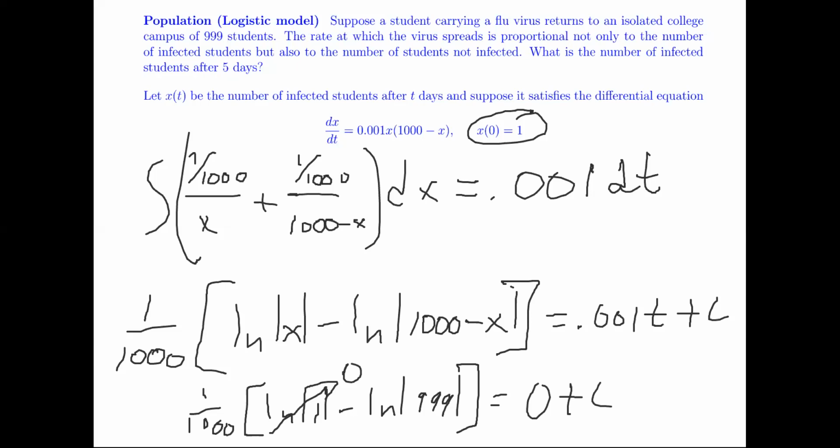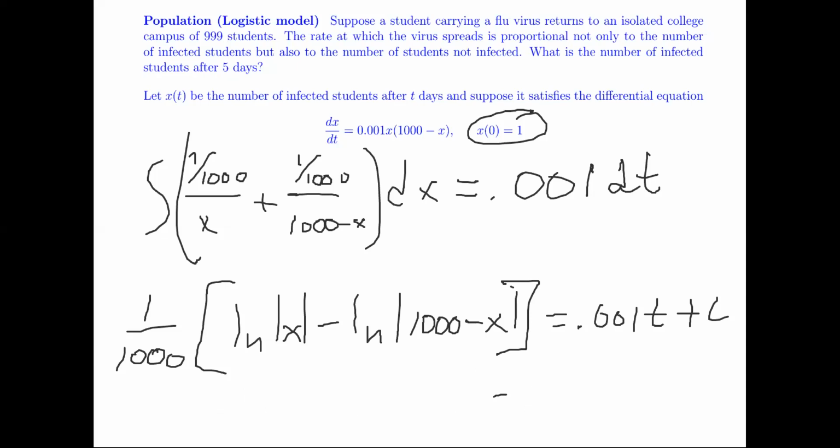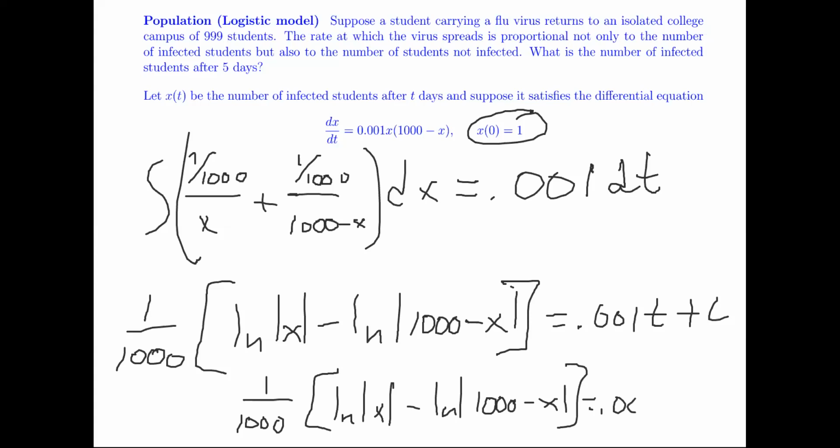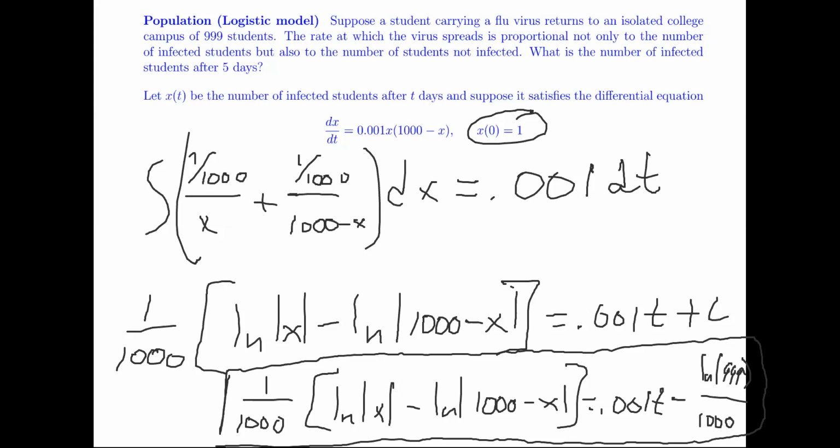This tells us our equation is, in fact, we just erase this now, so we leave up the 1 over 1,000 times ln of x minus ln of (1,000 minus x). So this tells us our equation is 1 over 1,000 times (ln of x minus ln of (1,000 minus x)) is equal to 0.001 t minus ln of 999 all over 1,000. And that is our solution to what the differential equation is, i.e. what is our function x.